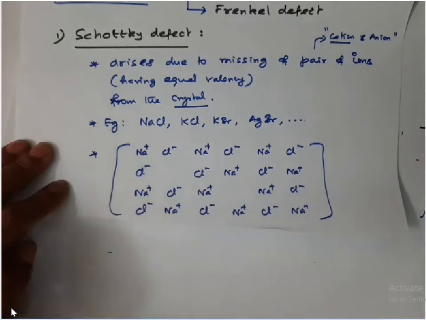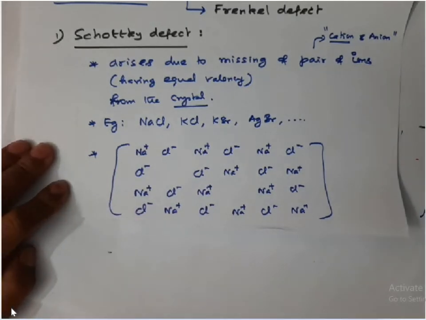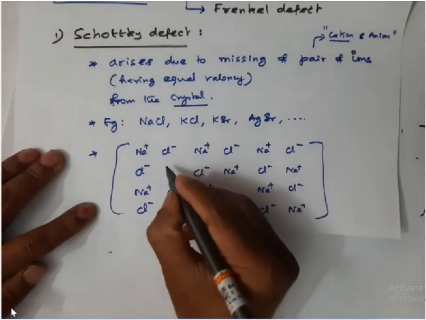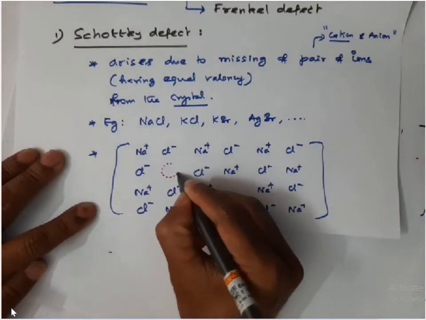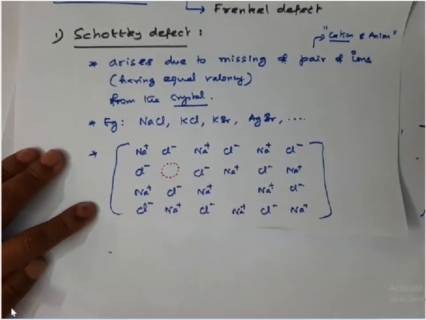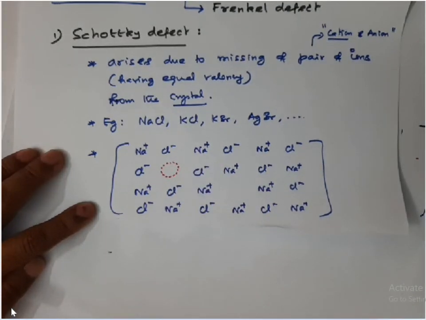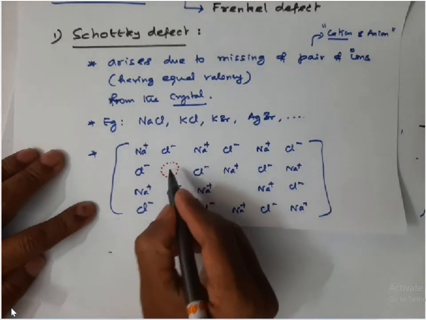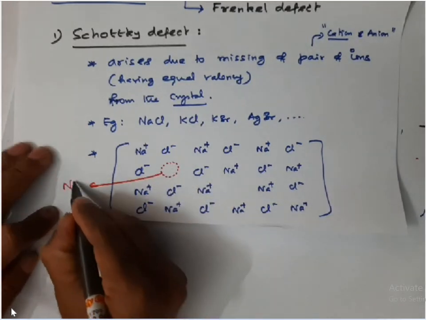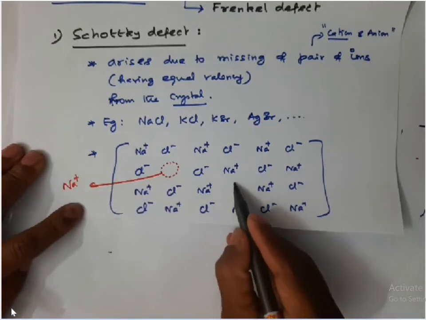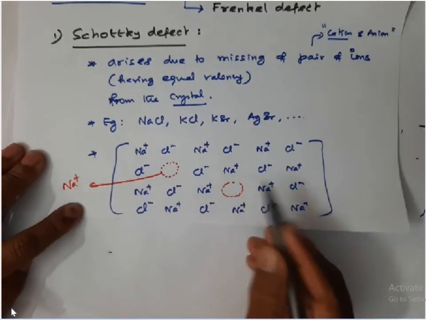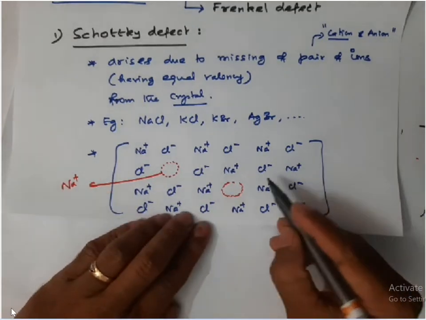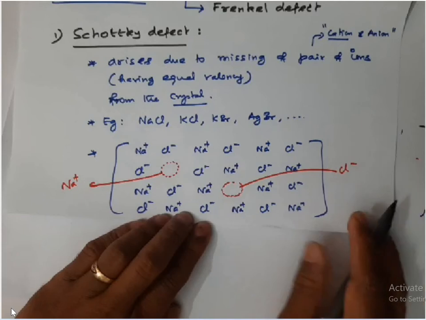Now see here, while forming the crystal, when sodium chloride crystal is formed, listen here, there is a vacancy. Which ion is missing here, students? Sodium ion. Okay, sodium ion is missing. Similarly, which ion is missing here? Chloride ion, correct? That's the chloride ion missing in the lattice.